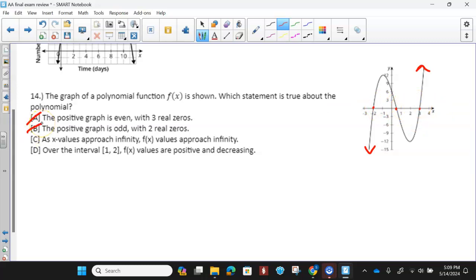So now let's check the end behavior. As x approaches infinity, right? So as we're going to the right to infinity, what is our end approaching? Infinity. So that's why the answer here is C. So again, to show you why the answer is not D, over the interval 1 to 2. So right here, read it left to right. Notice how these values are below and they're in the negative here, not positive, and decreasing. That's why the answer here is C.